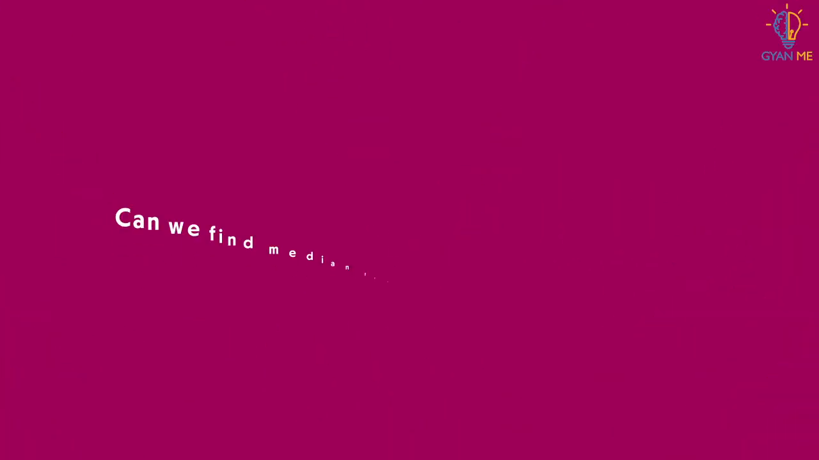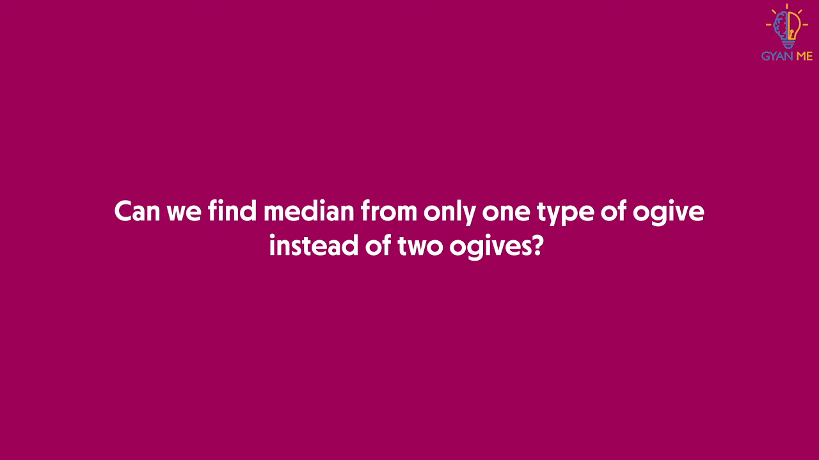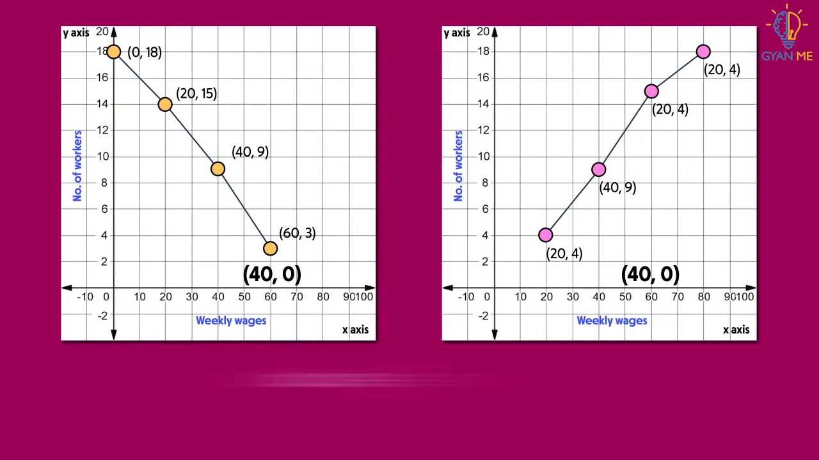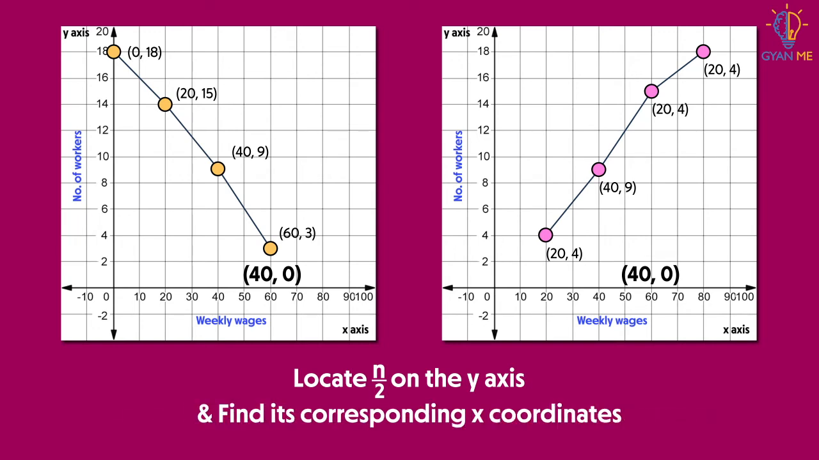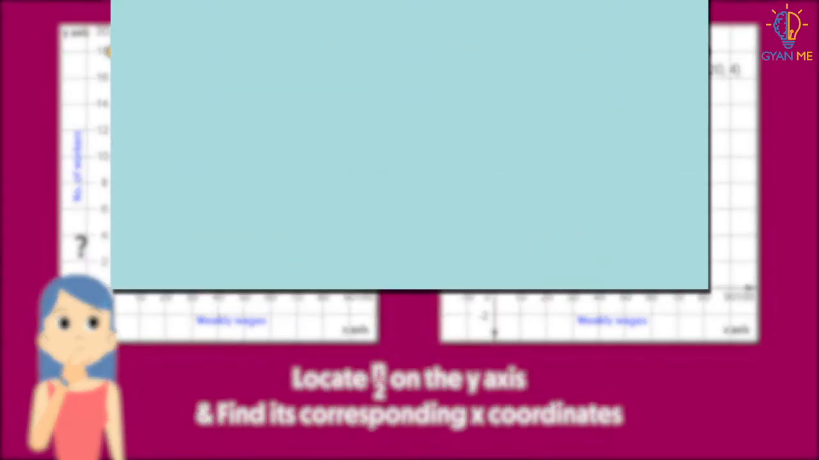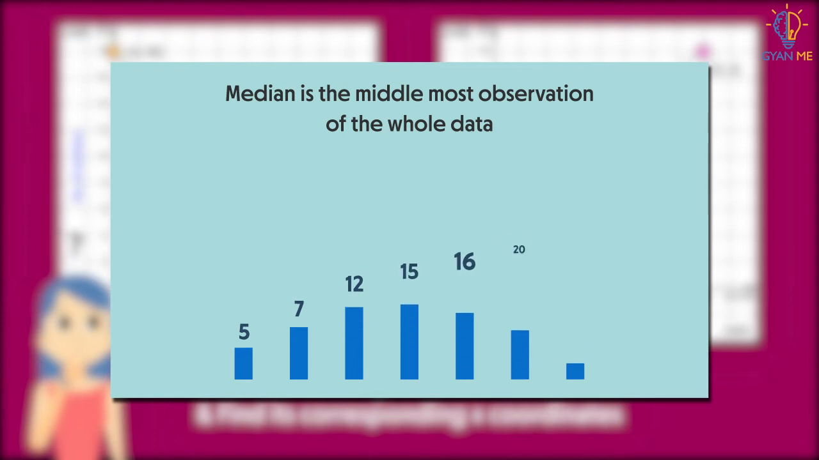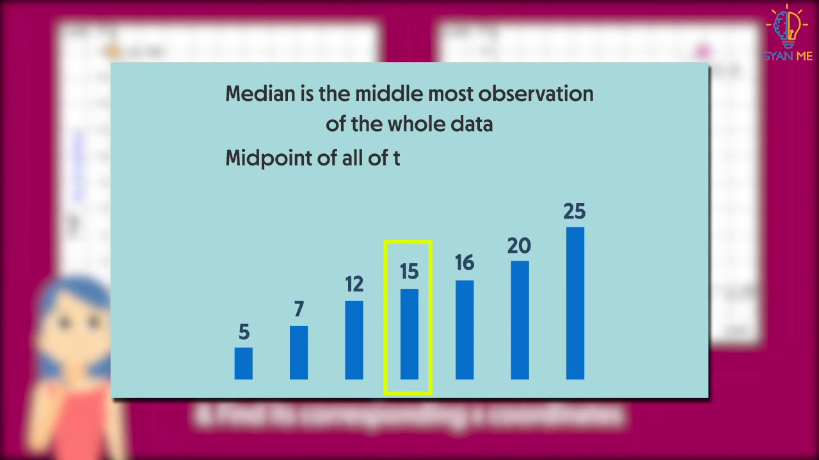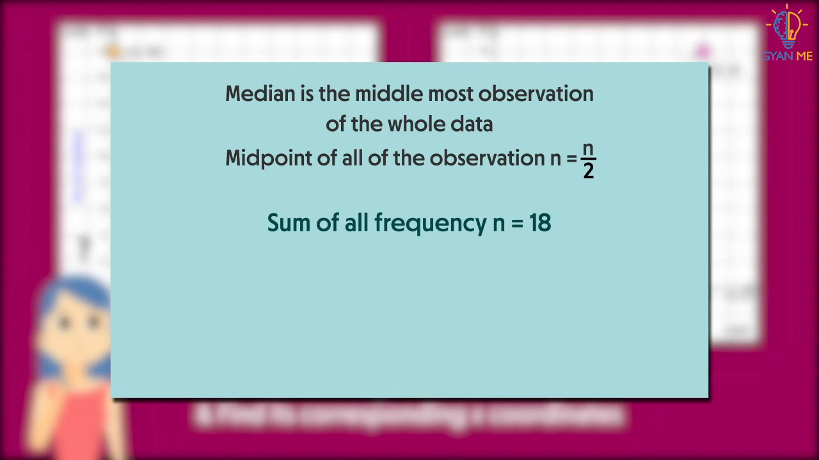Now the question is, can we find median from only one type of ogive instead of two ogives? Again, the answer is yes. The obvious way is to locate n by 2 on the y-axis and then find its corresponding x-coordinate. Now what does this mean? Students, recall that median is the middlemost observation of the whole data. That is, it is midpoint of all the n observations. Here n is 18. And when we divide it by 2, we get 9.